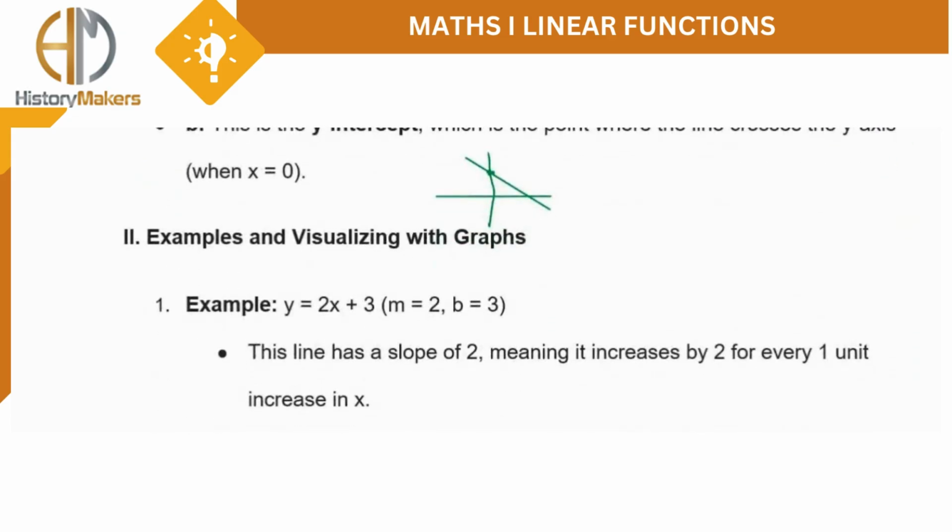So we have examples and visualizing with the graphs. An example will be y is equal to 2x plus 3. So firstly, put it in this format. What is m? m is 2. What is b? b is 3. Okay, meaning the line has a slope of 2, meaning it increases by 2 for every 1 unit increase in x.